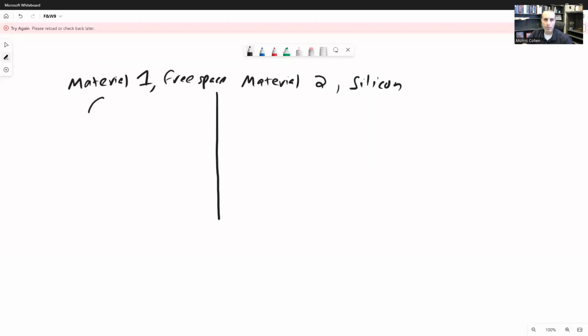Free space has a relative permittivity of 1. Air is very close to a free space. It's like a very small fraction higher permittivity. For some applications that really matters, but for now, let's just think of this as air if you prefer. For silicon, it turns out it has a relative permittivity of 11.67.